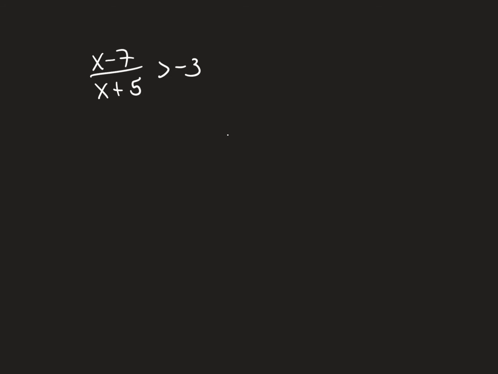All right, the first thing to do in any rational inequality is we have to make sure we have a 0 on one side. So the simplest way to do this problem, which I have as x minus 7 over x plus 5 greater than or equal to negative 3, is to add 3. So that'll yield x minus 7 over x plus 5 plus 3 greater than or equal to 0.